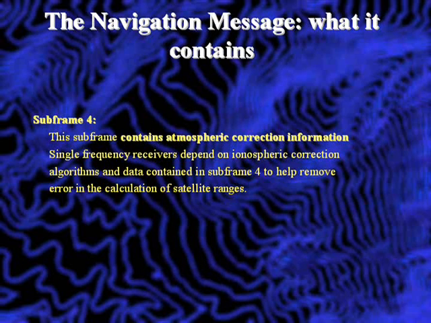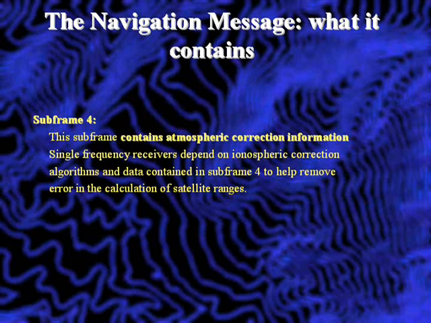Subframe 4 contains atmospheric corrections. The atmospheric corrections are specifically of interest to single frequency receivers. Sometimes you might hear you have one frequency receivers or dual frequency receivers. The dual frequency receivers cost more, right? And can receive basically both frequencies. For single frequency receivers, it is very important to get those atmospheric corrections.